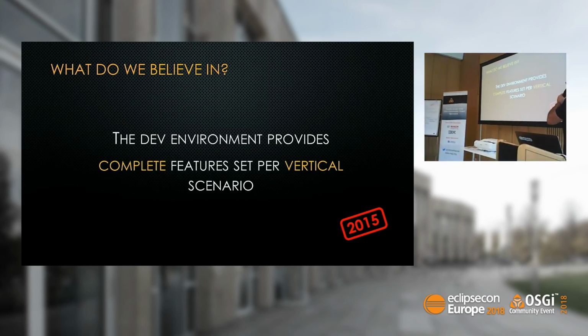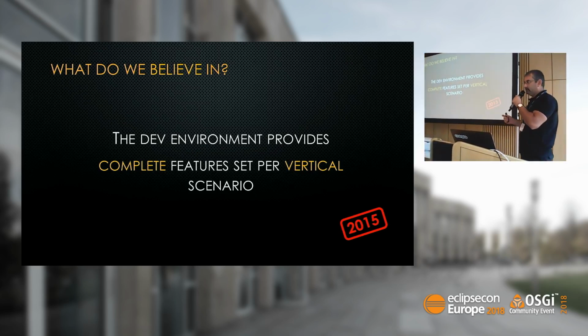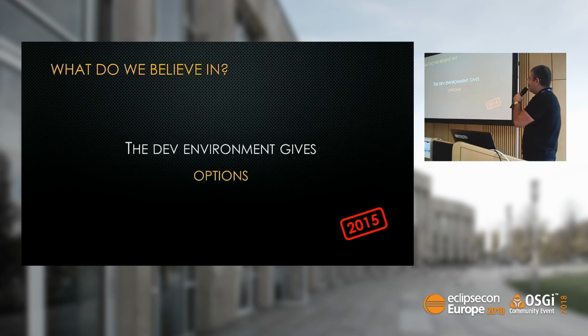So the next one, we also believe that the development environment has to provide the full coverage, a complete feature set for a vertical scenario. Persistence, REST service layer, user interface, workflows, messaging, job scheduling, etc. So everything that is needed for business application developers. And the development environment should give options. So we just build something that we like, but if somebody else doesn't like it, you have to be able to change it.